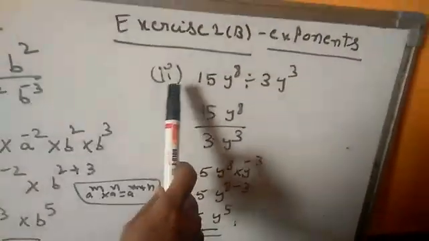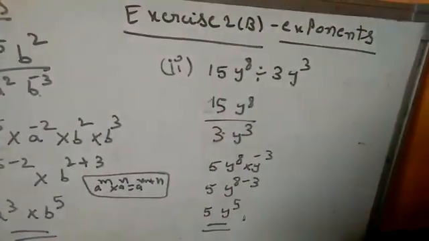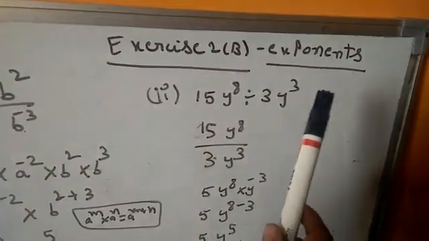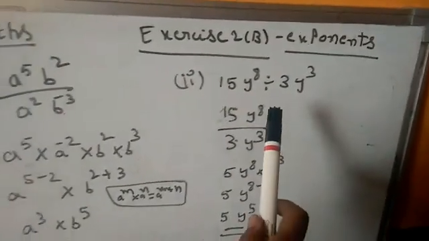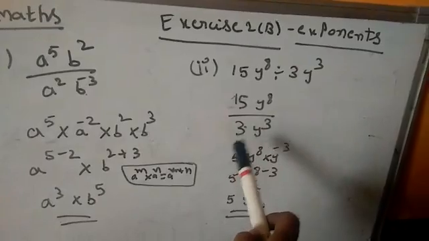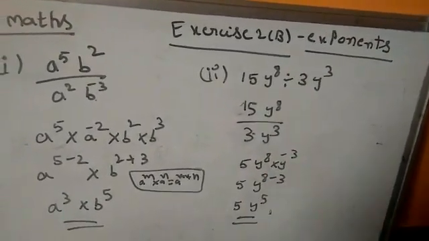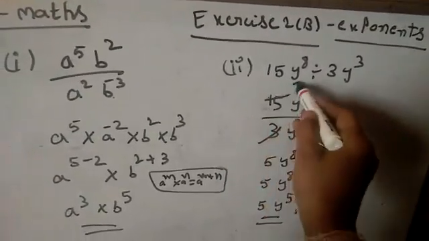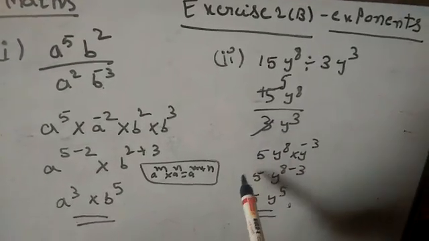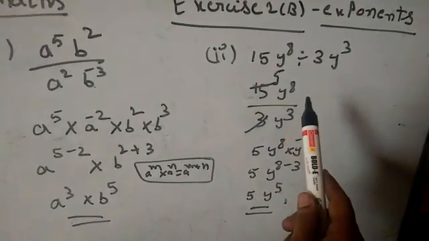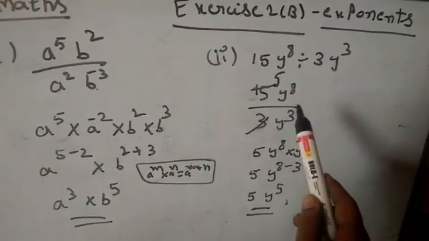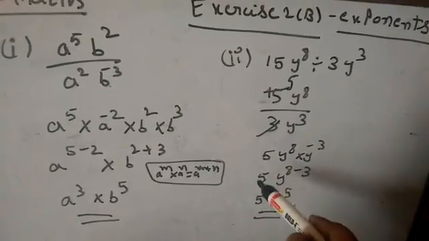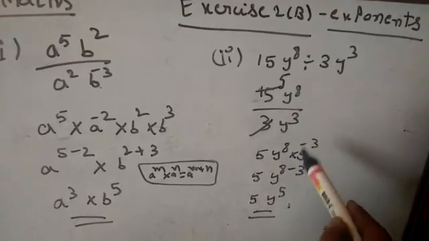Second question. Simplify 15 y to the power of 8 divided by 3 into y cube. Here 15 y to the power of 8 divided by 3 y to the power of 3. Cancellation is possible. 15 by 3, 3 ones are 3, 3 fives are 15, cancellation is possible. So 5 came here. Next y cube will go to the numerator and plus 3 will become minus 3. So 5 into y to the power of 8 into y to the power of minus 3.